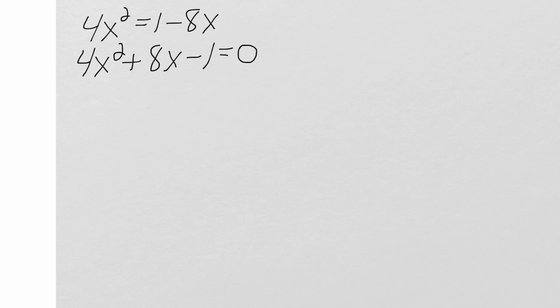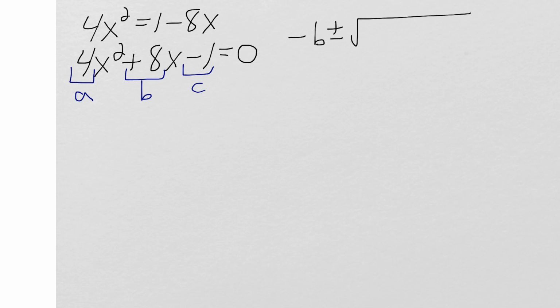And now it is in standard form, so now we can pick out the values we need. Here, 4 would be the A, 8 would be the B, and the negative 1 would be the C. And so that's what we're going to use to plug into the quadratic formula, which, again, for reference sake, we'll write off to the side. Negative B plus or minus the square root, B squared minus 4AC, all over 2 times A. So let's start plugging stuff in.